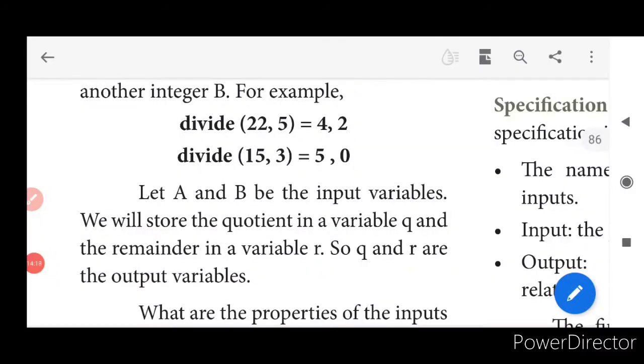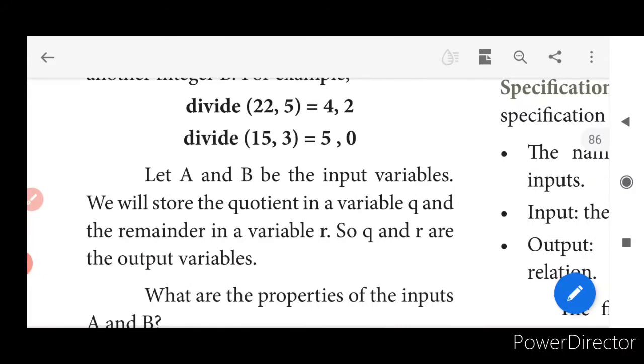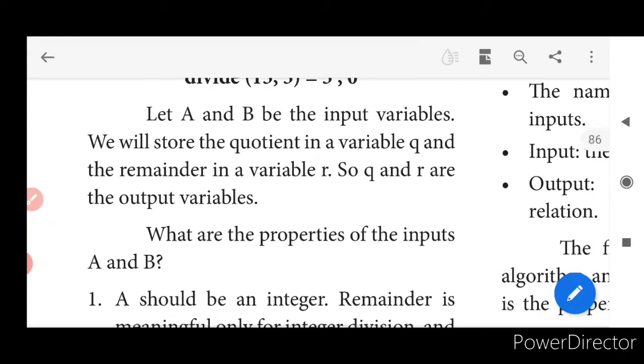So, A and B are going to be the input variables. We will store the quotient in Q. Which is your quotient? 4 is your quotient, isn't it? 4 and 5 are going to be your quotient. One by one only we will be processing. So 4 we will take. It will be stored in your variable Q and the remainder will be stored in a variable R. So Q and R are the output variables.